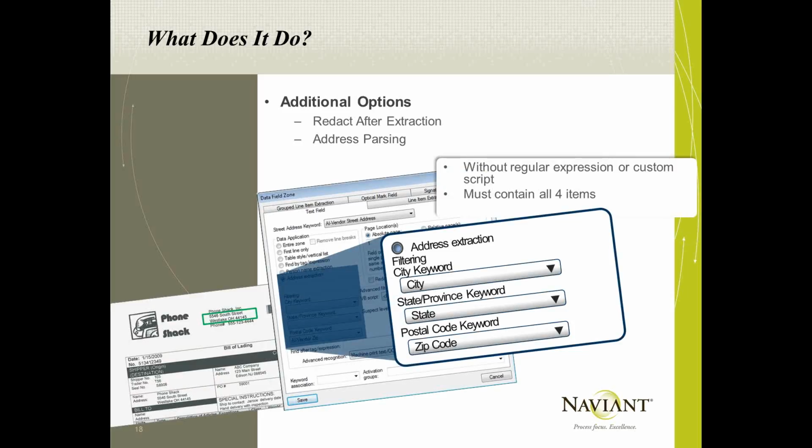Well, OnBase is able to take a look at that entire block and say, all right, take the street address information and put it in this particular field. Take the city that's now parsed out of this and put it in this field. State, zip, so on and so forth. So it's a nice capability. We're doing that without any custom scripting or regular expressions, but that address does need to contain all 4 of those items: street address, city, state, and zip.